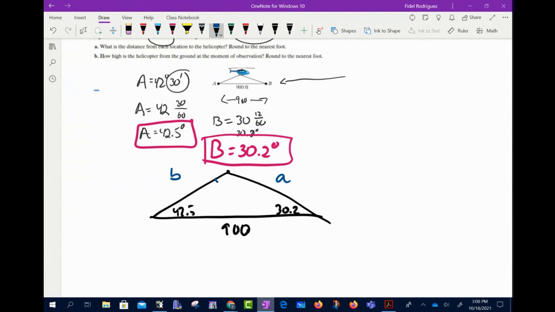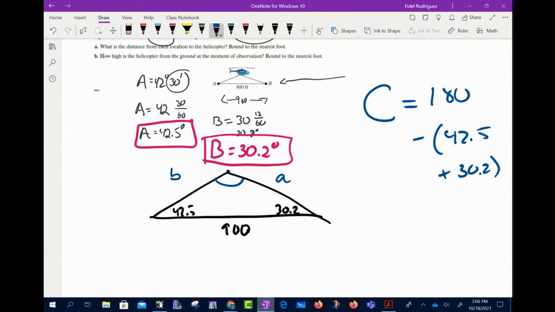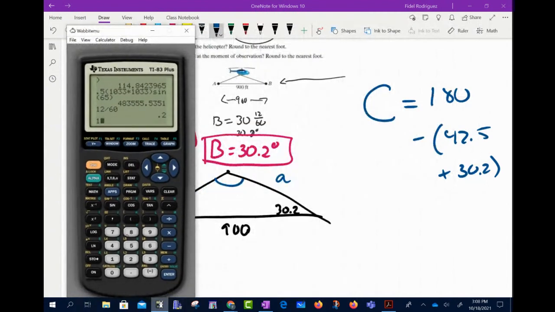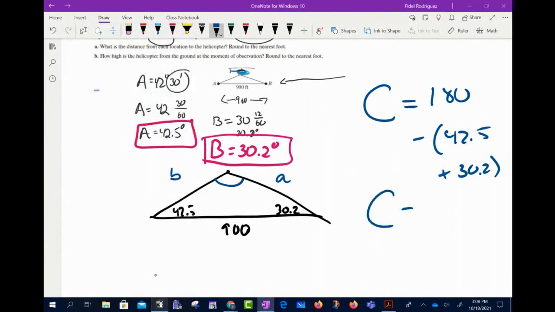So first off, I bet we could find this angle here, angle C. Remember how I'm going to find angle C? Angle C is going to be 180 minus 42.5 plus 30.2. So let me do that on my calculator. Let me move my calculator this way so you can see what I'm doing. So 180 minus 42.5 plus 30.2. And so angle C is going to be 107.3. Okay, so I know that that angle is 107.3 degrees. That's that angle right there.